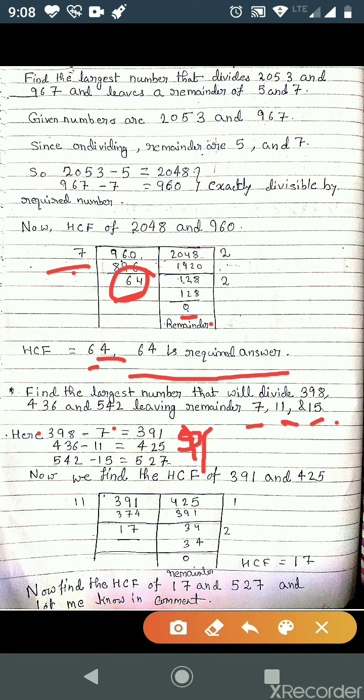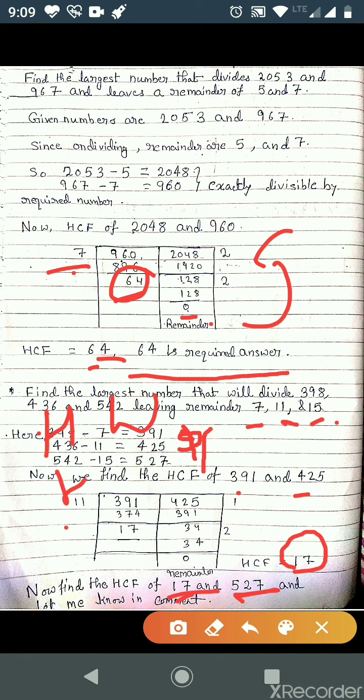So in order to find the HCF of three numbers, we will take the two smallest numbers and find their HCF. That is, we have taken here 391 and 425. In order to find the HCF of 391 and 425, we will do the same process that I have done here, and we got the HCF of 17. Now we will find the HCF of 17 and 527. That you will find as your homework. Whatever the HCF comes is your answer.